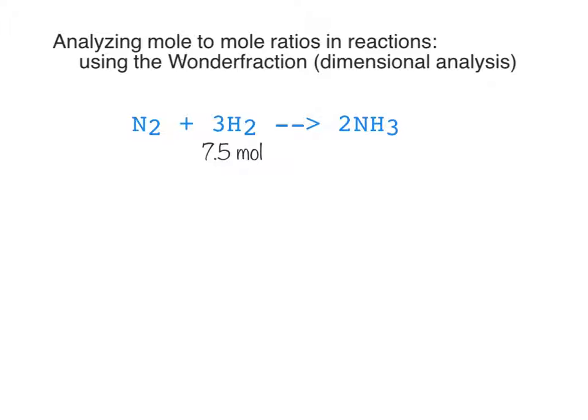With Wunderfractions, the key idea is you always start with what you know, what you're given. Like in this problem, I'm given 7.5 moles. And how do I convert it to NH3 and N2? So I'm going to set up a little Wunderfraction. I'm going to start over here: 7.5 moles of H2. Again, I'm starting with what I'm given, which is the quantity of that particular chemical. Next, I'm going to draw my little Wunderfraction lines. There we go.